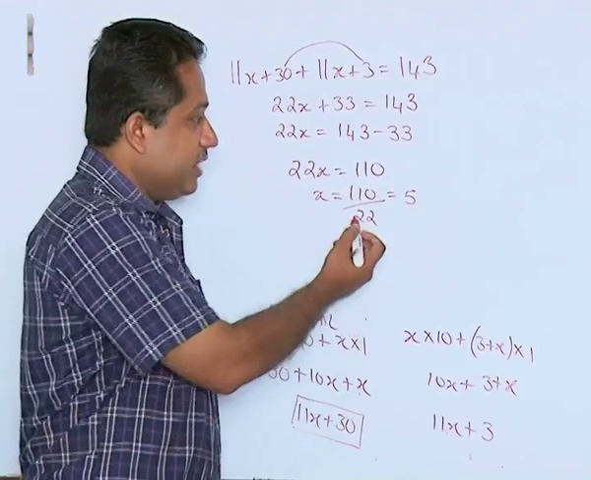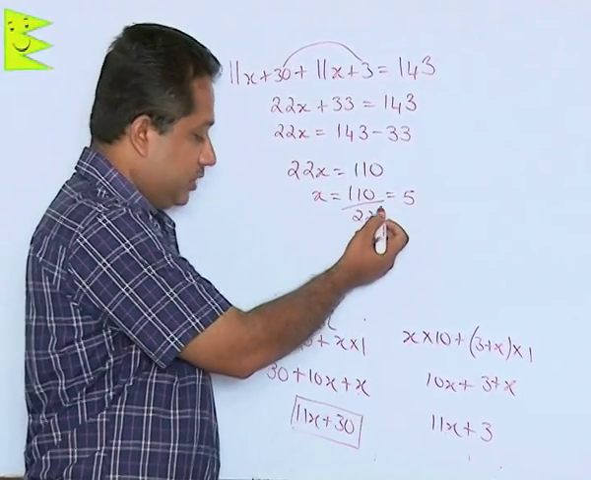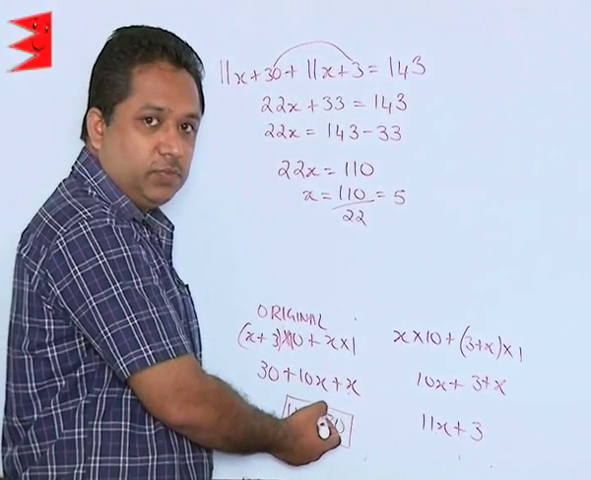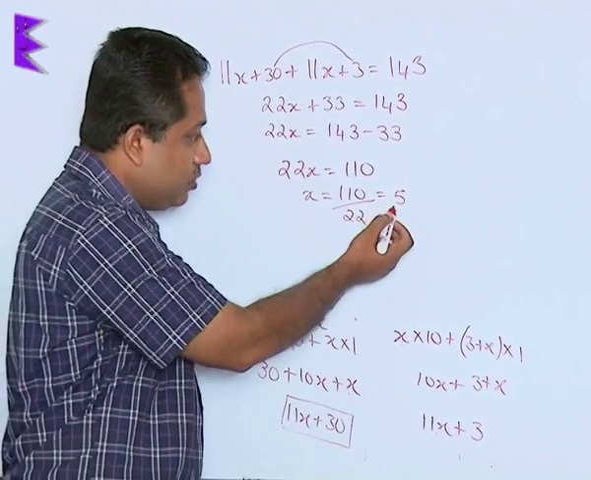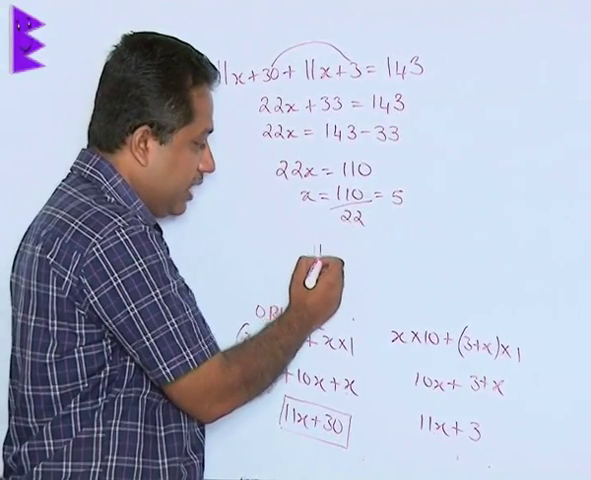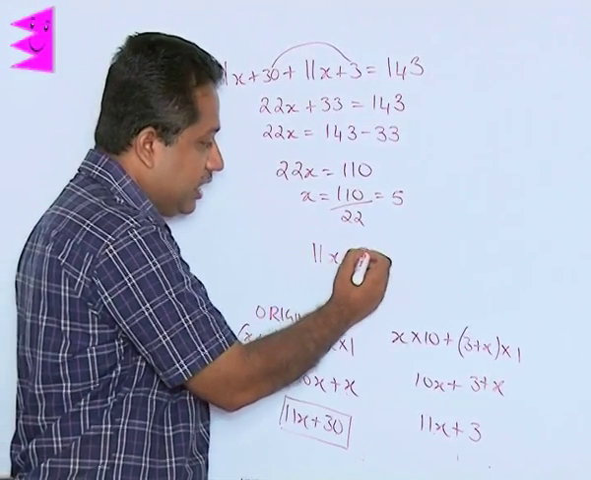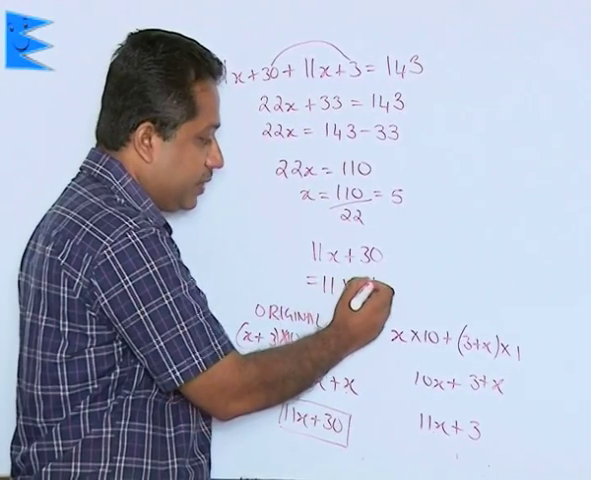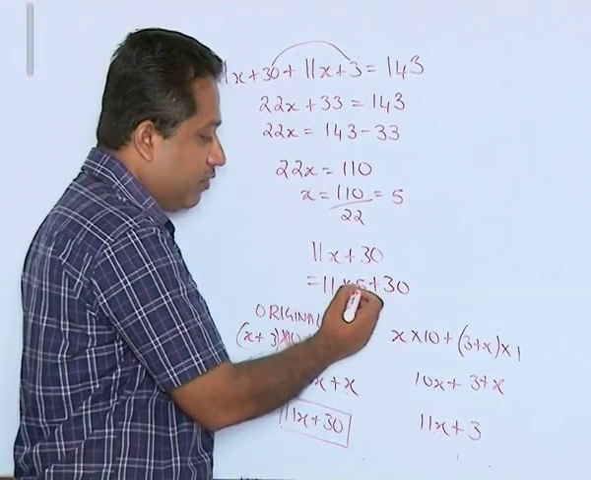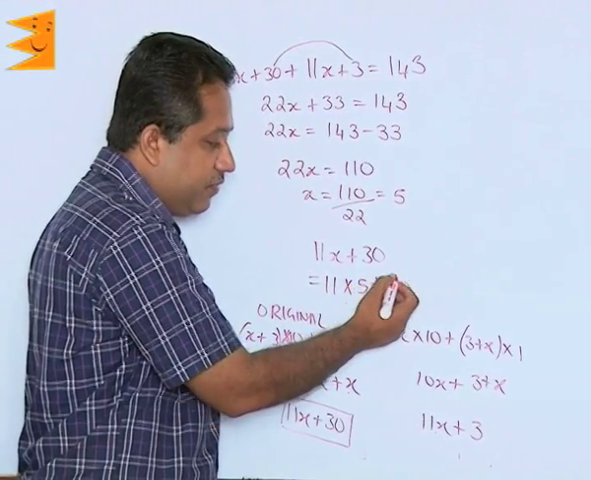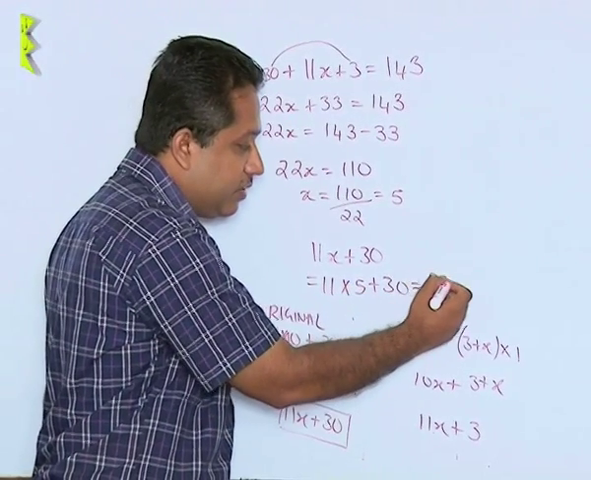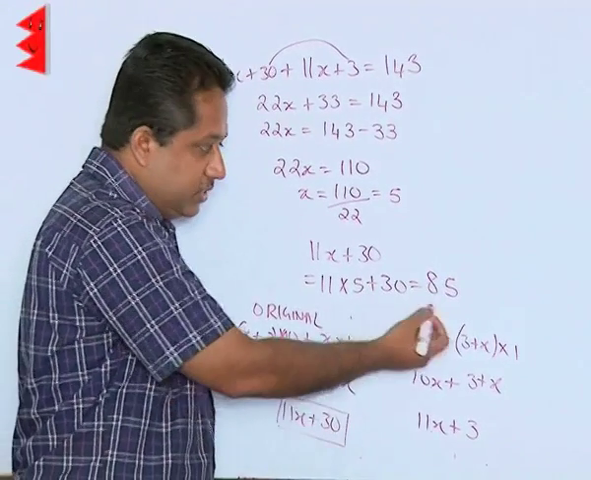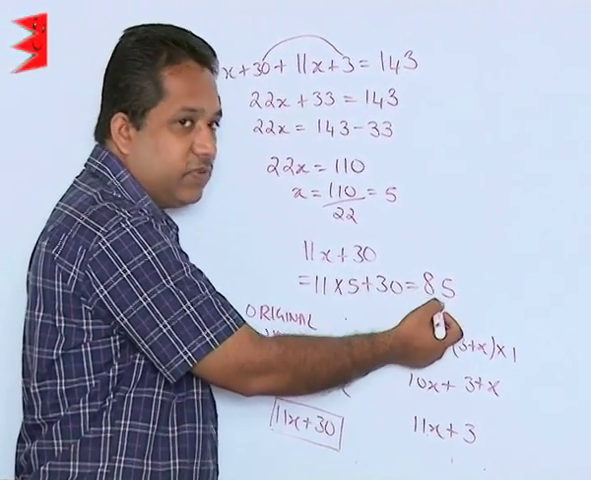The value of x that we have got here, 5, has to be substituted in the original number. The original number here is 11x plus 30. So, we can substitute this value of x here. So, 11x plus 30 is going to be 11 multiplied by 5 plus 30. So, 11 into 5 becomes 55, 55 plus 30 will give us 85. So, we have the original number as 85 and the reverse number is the reverse of this, that is 58.